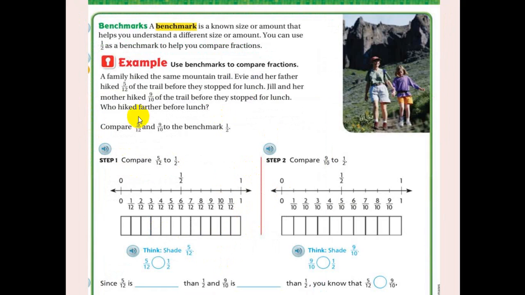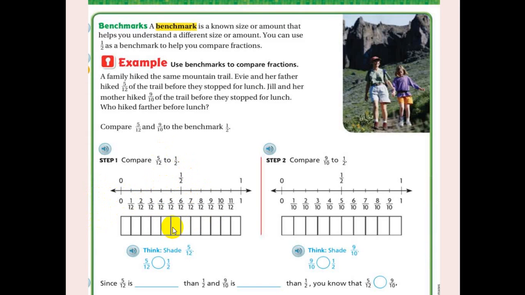Here, to compare 5/12 and 9/10, with the benchmark we should compare first 5/12 to half and then 9/10 to half. We use a number line like this, and divide the number line into 12 equal parts. The midpoint on the number line here is half, here 6/12.